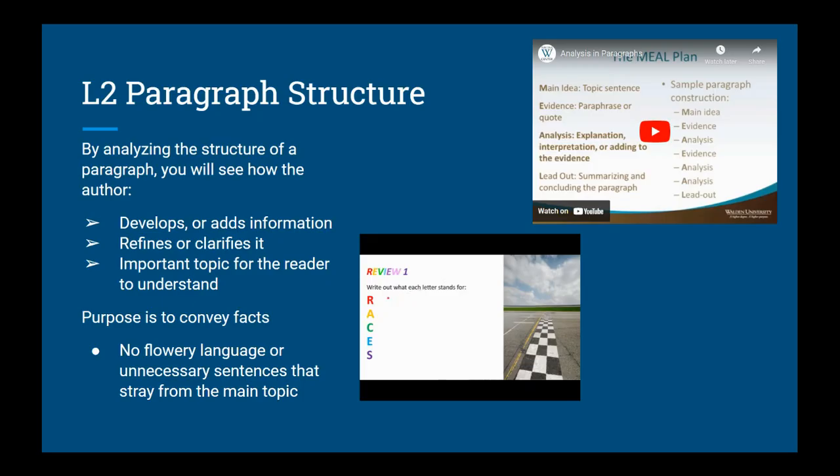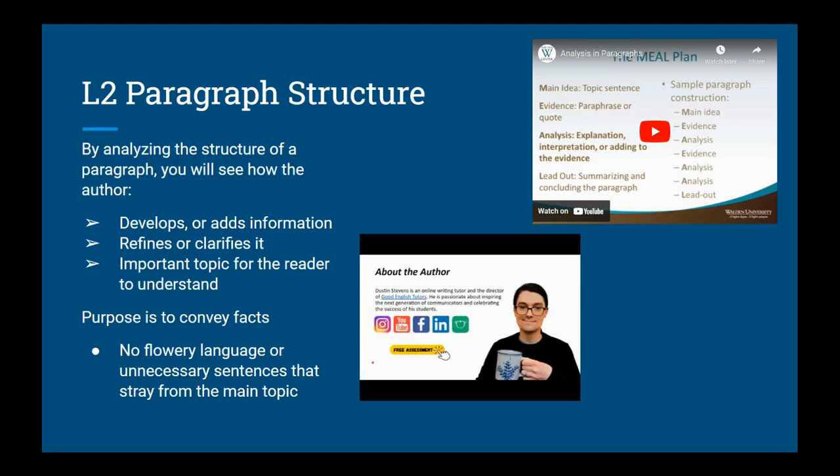Okay, so let's review. R stands for restate the keywords from the question. A stands for answer the question. C stands for cite the evidence. E stands for explain the evidence. And S stands for sum it up.